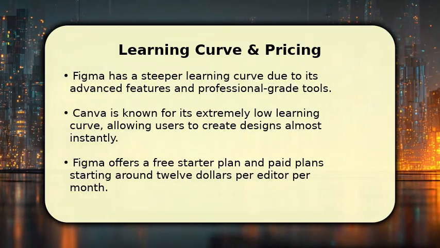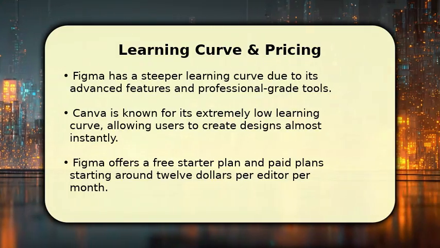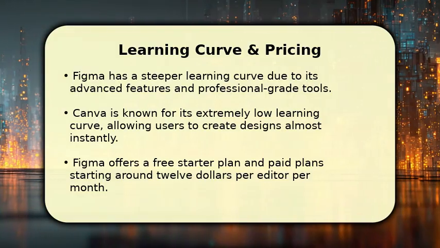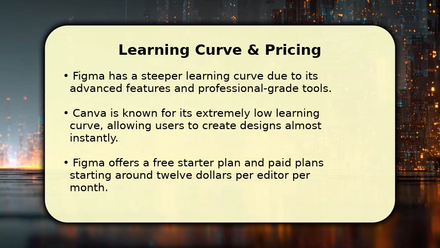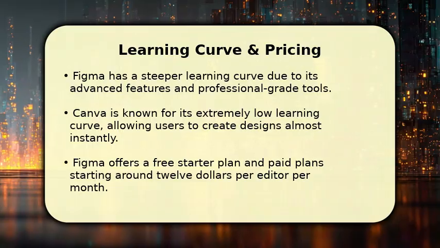For pricing, Figma offers a free starter plan and paid options beginning at around $12 per editor monthly. Canva provides a generous free tier, and a pro plan typically costing about $13 per month or $120 annually.